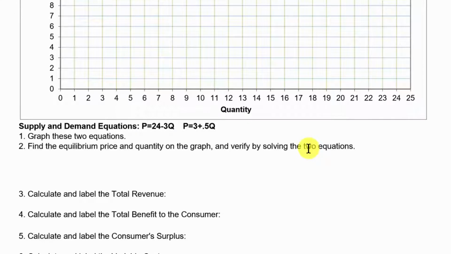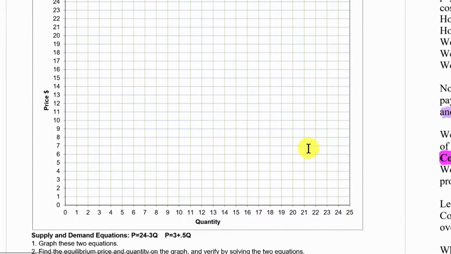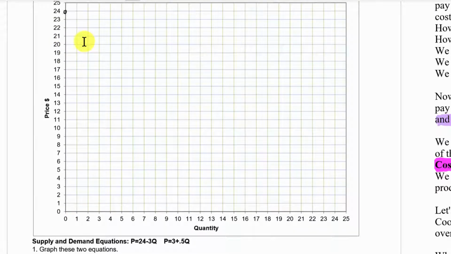So let's graph demand. There are a lot of ways you can graph it, like we talked about in the math review and like we've done in some other situations. But the most straightforward way is to look at that y-intercept of 24, and that tells you that when the quantity is 0, the price would be $24. So let's graph that. Quantity of 0, price would be $24 up here. All right, so there's 1 point on our demand curve.